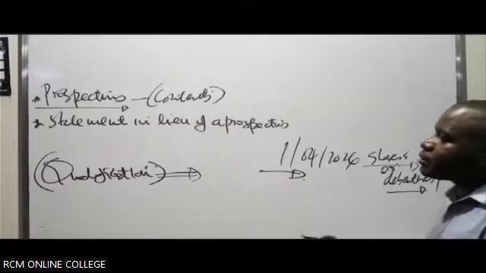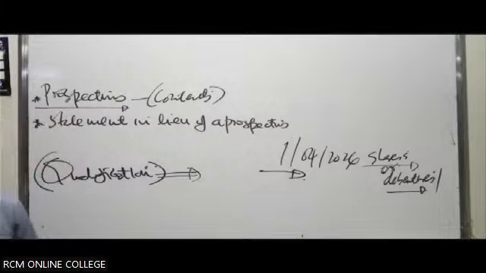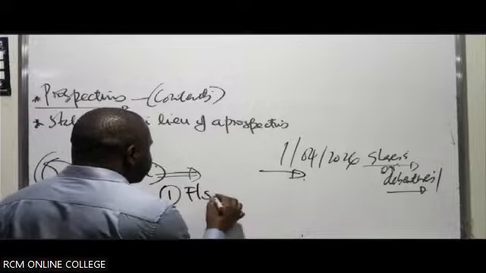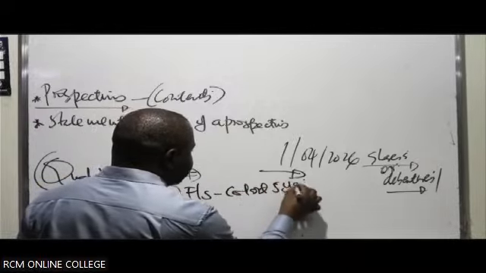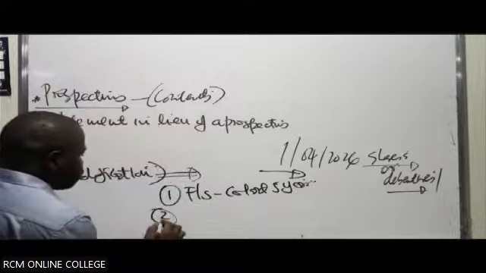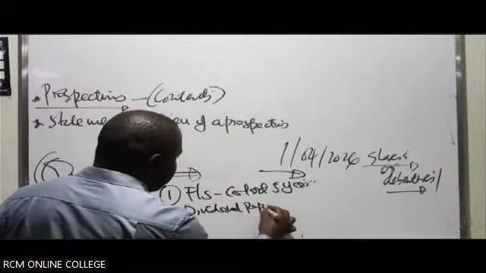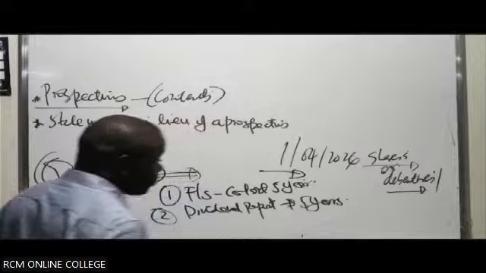So apart from what we've just mentioned, there are other key reports that must be attached to the prospectus. Number one, the financial statements of this company, more so for the last 5 years. Number two, the dividend report for the company for the last 5 years. It is very essential that this report is there.